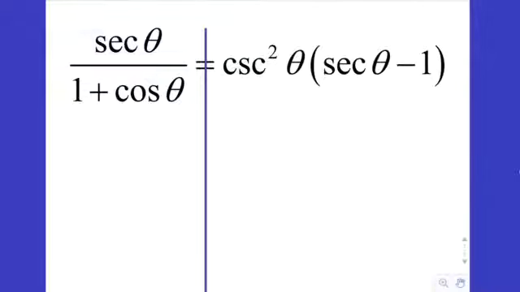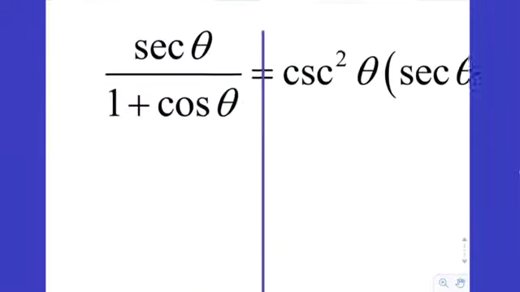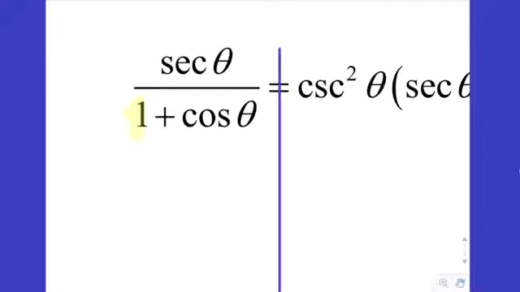Which side would you start on? Left, okay, because it has a quotient, so that's not bad. So notice if you start on the left, and that's fine, your right side becomes your target. So what do you notice in the denominator over here, 1 plus cosine? It is 1 plus cosine. Very good. The variable is theta.